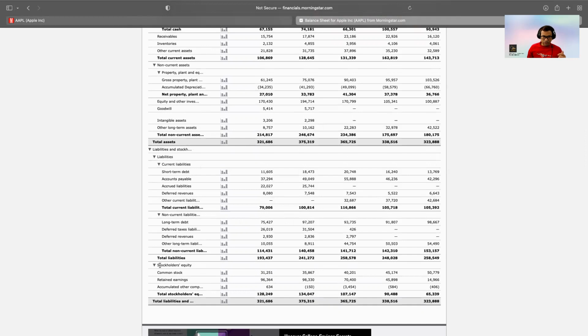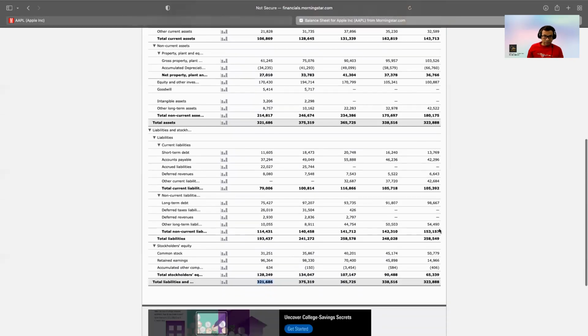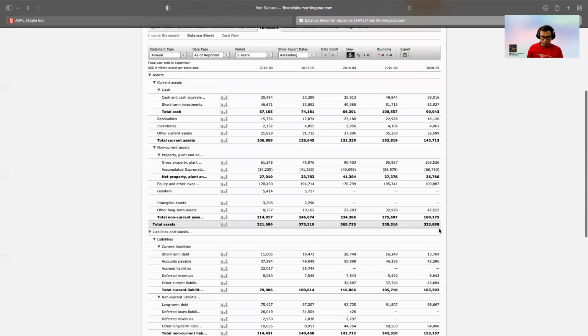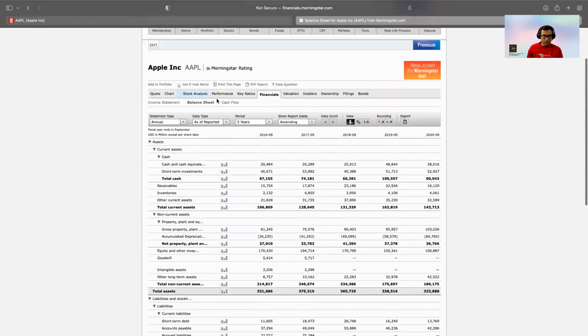Which is asset equals to liability plus equity. So you see here the number of asset and the number of liability and equity is always the same. That's called balance sheet. If this is not the same, we cannot say it's a balance sheet. Okay, so this is the balance sheet, and we have a cash flow here.